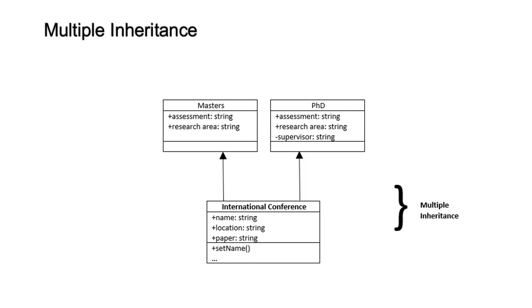I said earlier that a class can inherit from a single class, and a class can also inherit from multiple classes. This is an example of multiple inheritance in C++. In this case, the international conference class is inheriting from both the master's class and the PhD class.